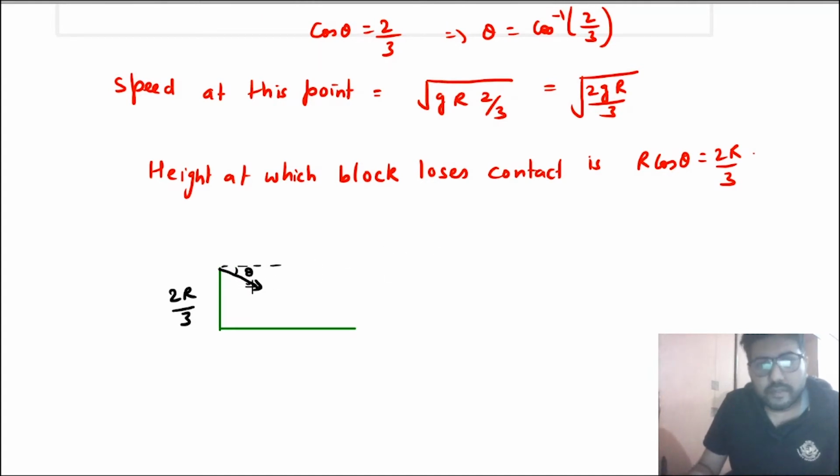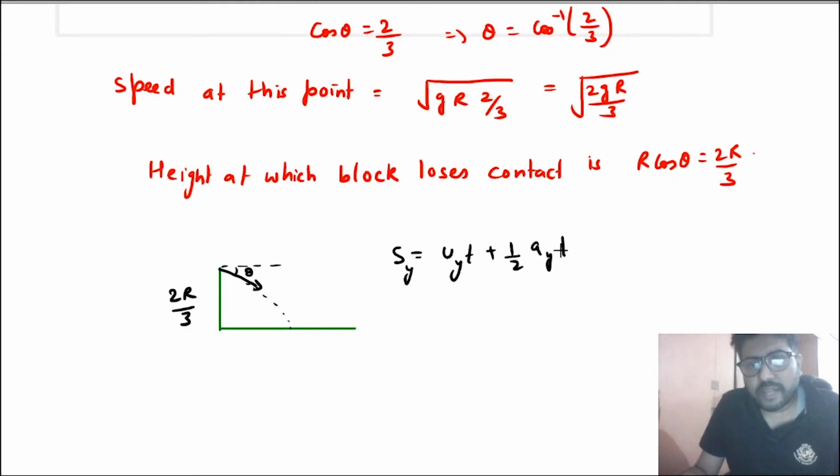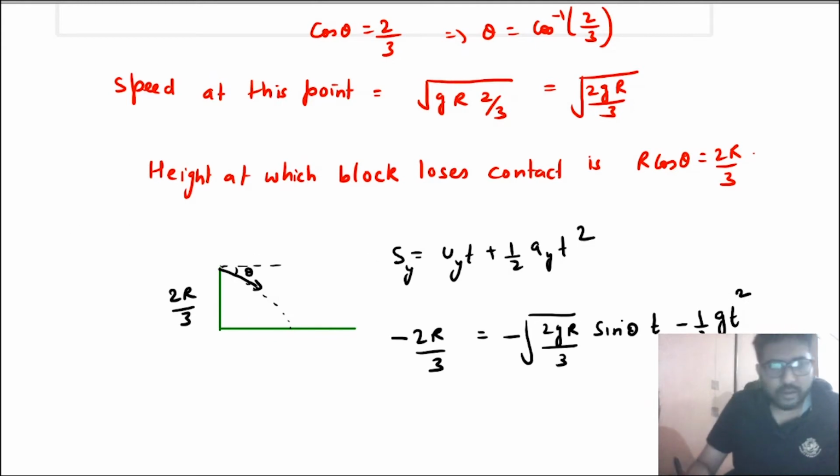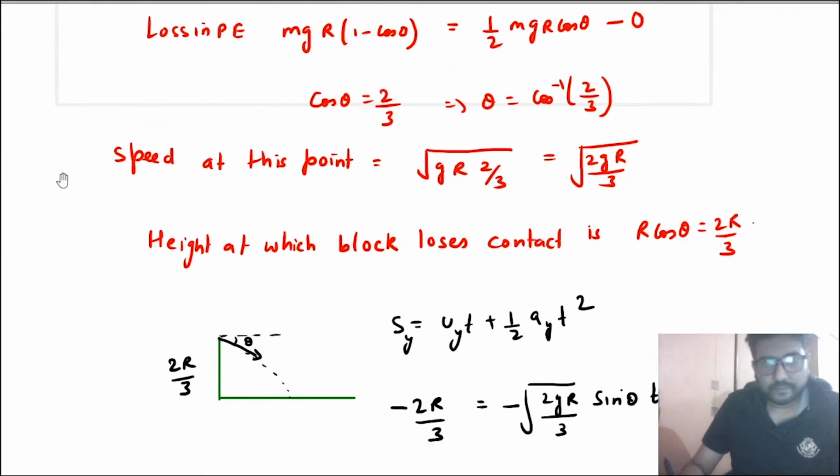So you know that to find the time of flight, you use this formula, S is equal to ut plus half a t square. So from here to here, the displacement is minus 2r by 3 is equal to uy. Now uy is root 2gr by 3 into sine theta, because we need the y component, into t, minus because the direction is vertically downwards, minus half g t square. Now if cos theta is 2 by 3, what will be sine theta?